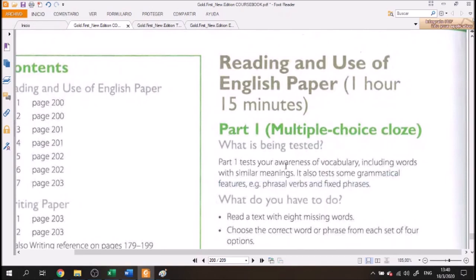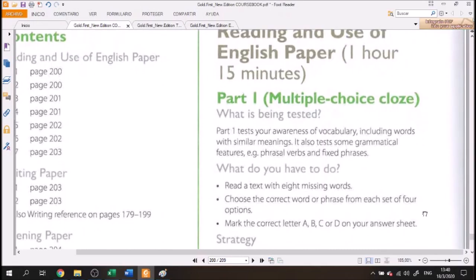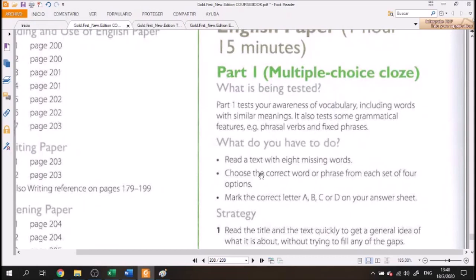Part one tests your awareness of vocabulary, including words with similar meanings. It also tests some grammatical features, for example, phrasal verbs and fixed phrases. That's why we dealt with phrasal verbs with take. What do you have to do? Read the text with 8 missing words. That's very important. First, you read the text. That's why we read it first, and I asked you some comprehension questions so you could focus on the meaning of the text and not only on the blanks.